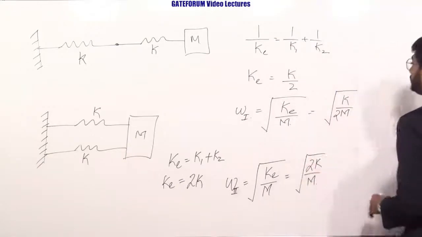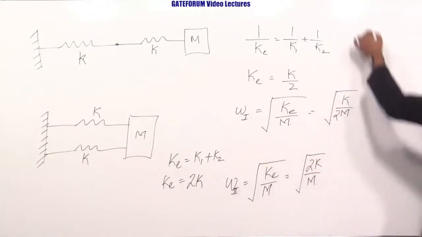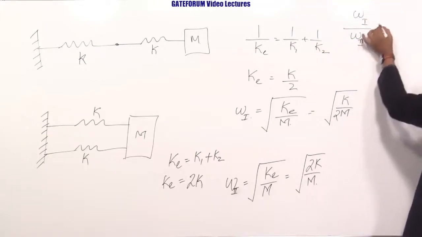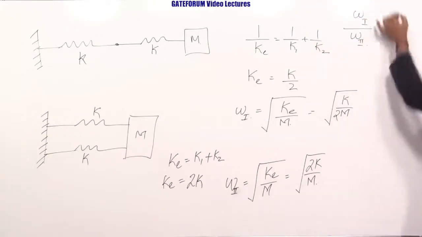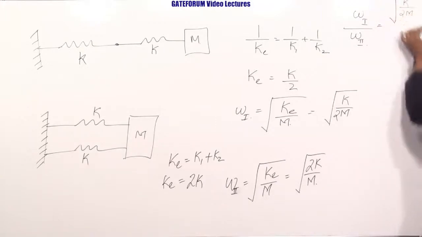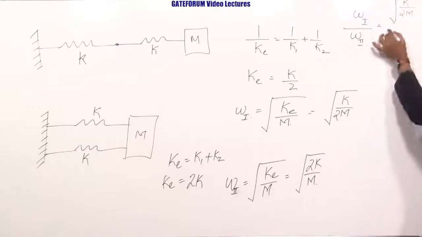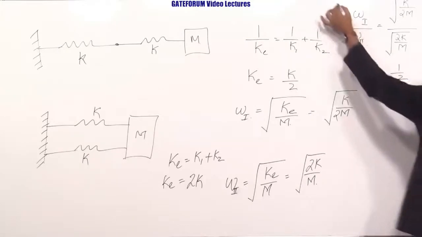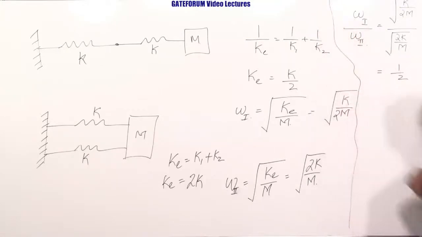So now taking the ratio of omega 1 by omega 2, that is equal to root over K by 2m divided by root over 2K by m. So this will be in short equal to 1 by 2. Okay, this is the end. This is matching with option A. So this is the end of the answer.